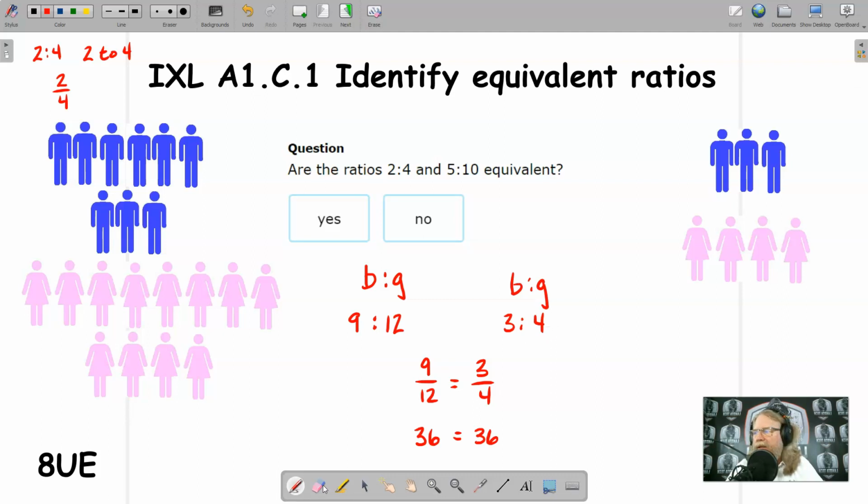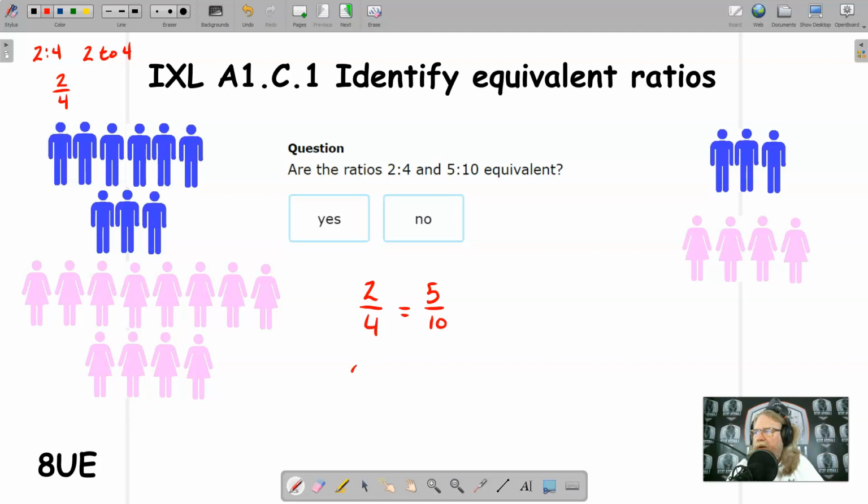So with that in mind, let's look at the actual problem that IXL is asking us here. Are the ratios 2 to 4 and 5 to 10 equivalent? Well, let's write them as fractions. 2 over 4. Is this equivalent to 5 over 10?